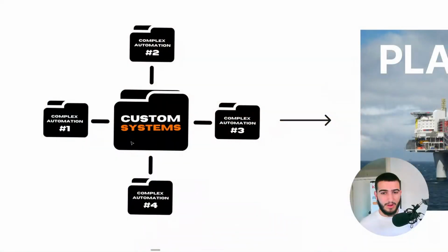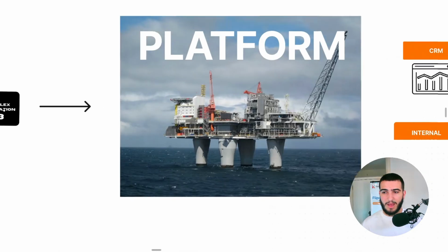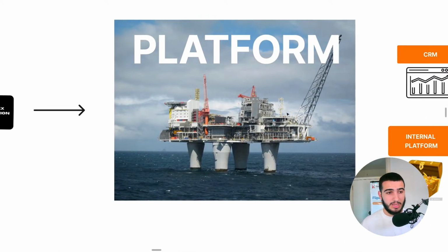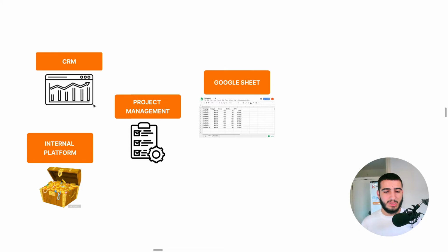One thing I would recommend if you're looking to build out proper custom systems for different uses like fulfillment, I always recommend to have some sort of platform where you can actually host these custom automations. But this can be anything from a CRM, a project management tool, an internal platform, which I always recommend, or even a Google Sheet. Just somewhere where you can basically track the automation as it goes through different stages.